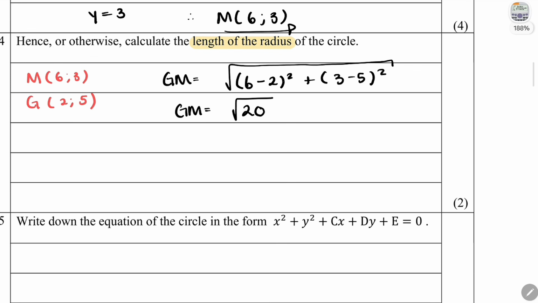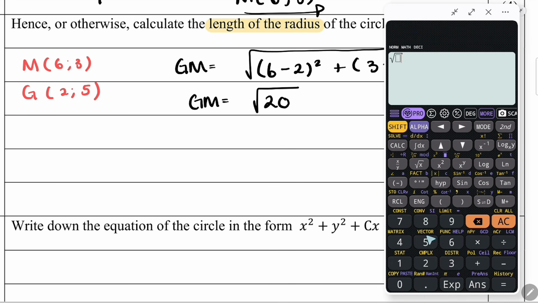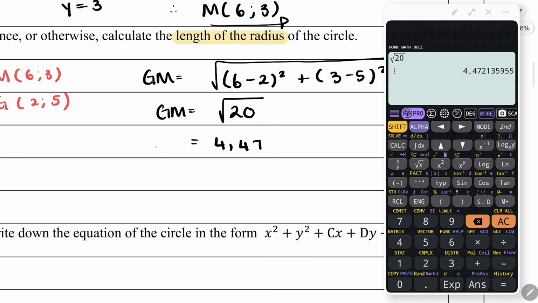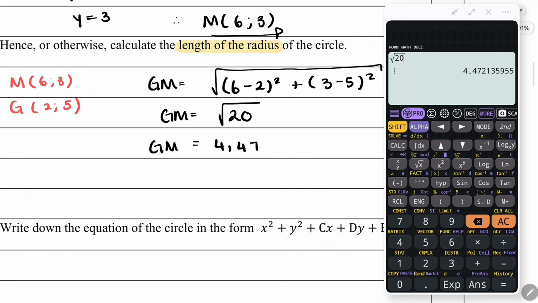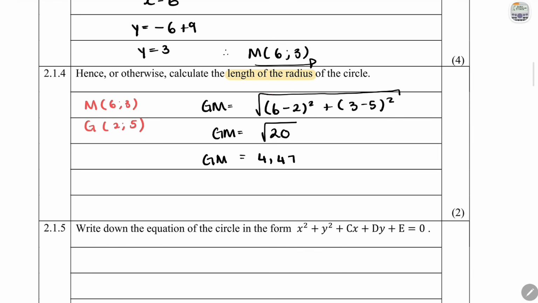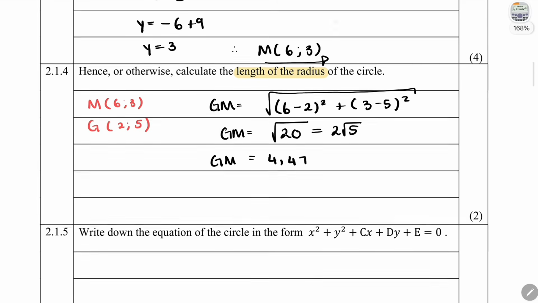You can either leave your answer like this or round off to 2 decimal places. So we can just say, what is the square root of 20? And that is 4.47, rounded down to 2 decimal places, because that's not going to round up. And that is our answer. So that is the length of GM. But of course, if we're using the equation of the circle, we'll just use the simplified surd form. So the square root of 20 is simply equal to 2 square root 5, because 4 times 5 is 20. So we'll just use it like that.